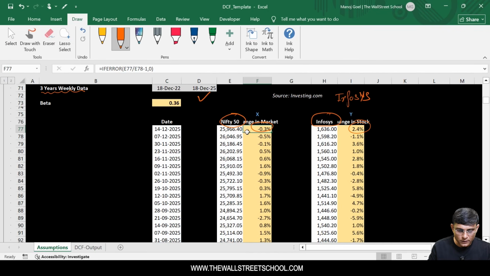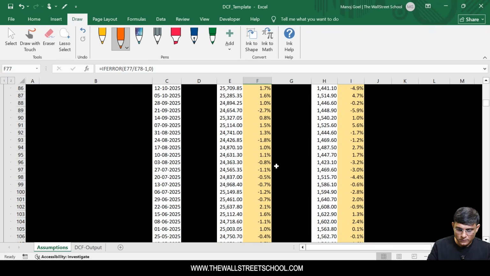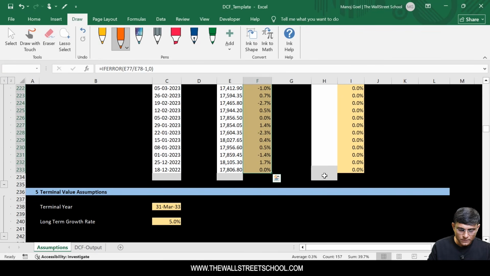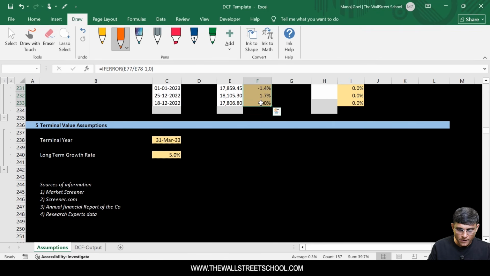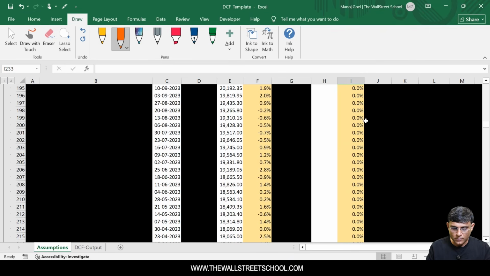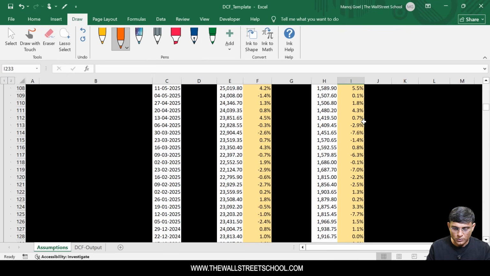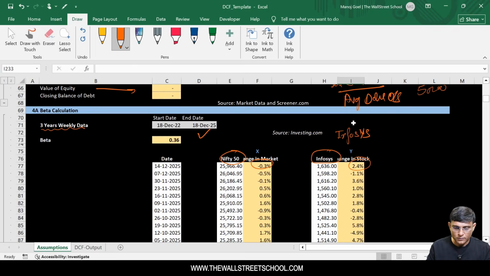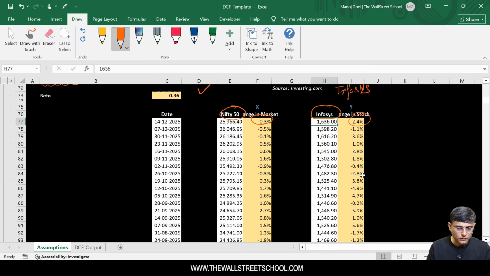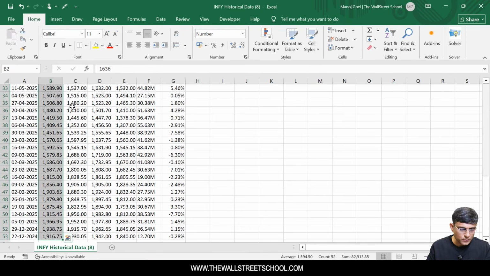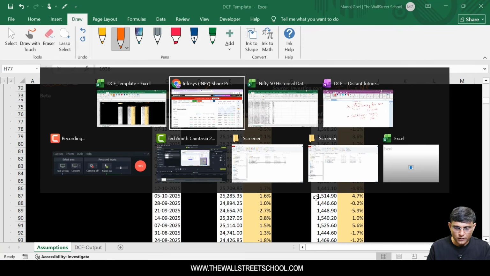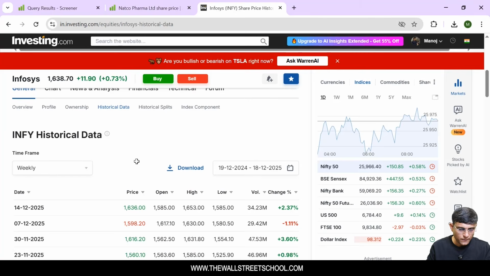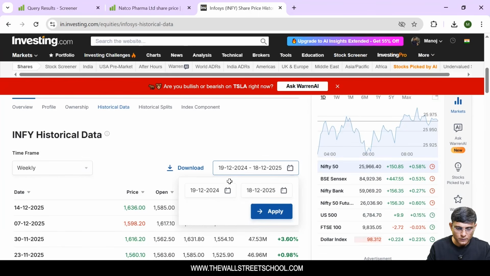Let me verify this. This data is not there, and there's something wrong with this data. Yeah, so this beta is not correct. I think this data is not complete. Yeah, the Infosys data, let me check. Yeah, this is wrong. It has not fetched the last 3 years of data. I need to download this again. Yeah, it's starting from 22.